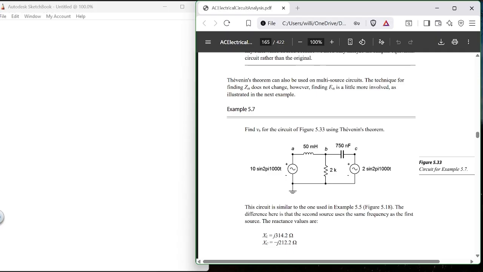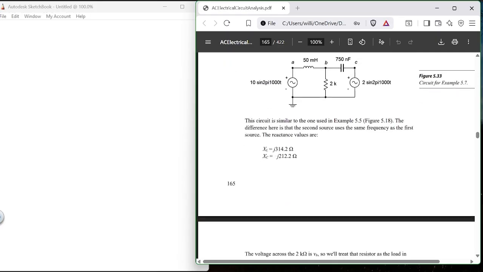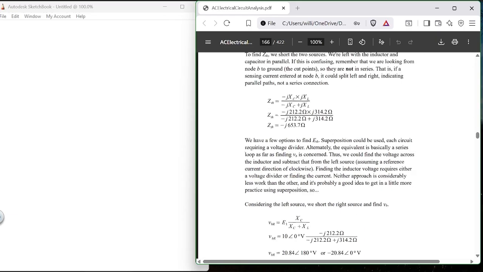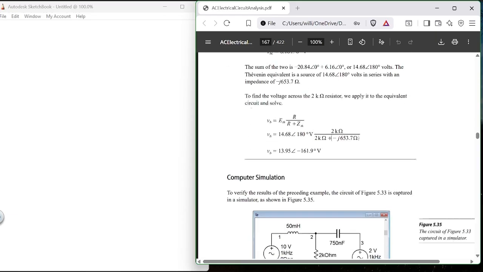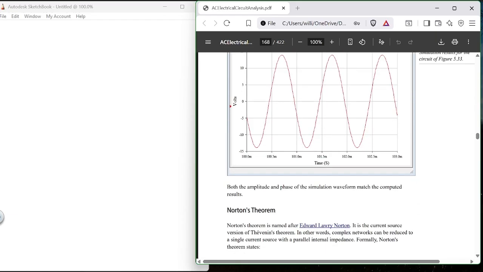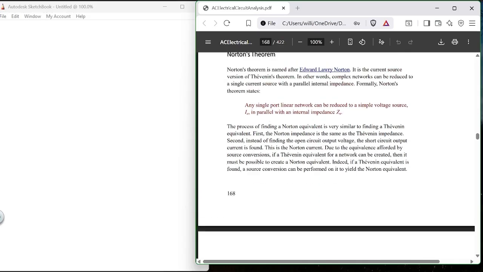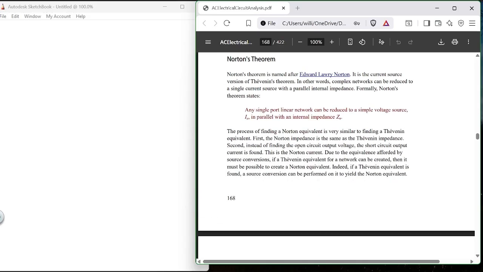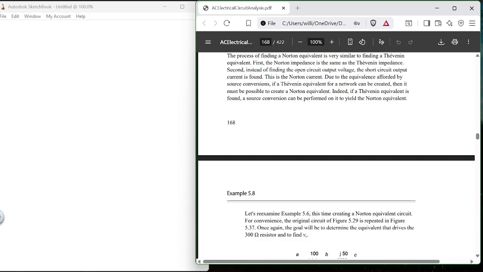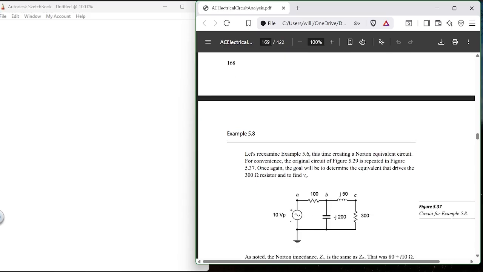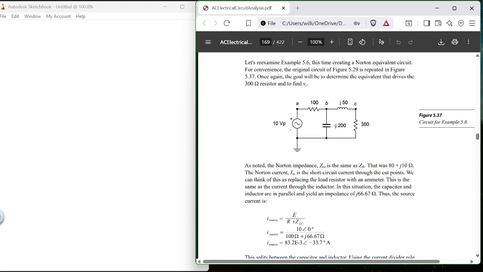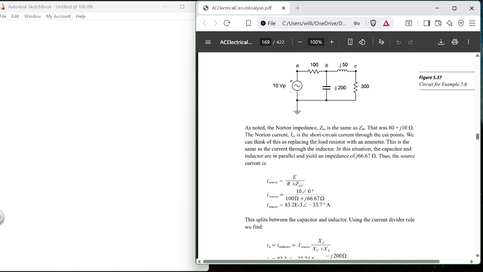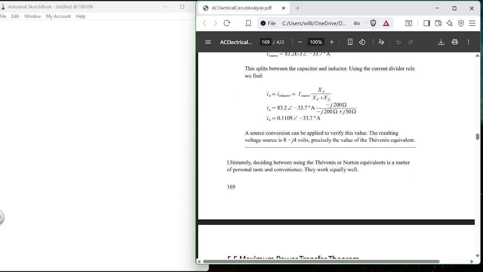That's superposition. So this will probably be the hardest part of a test because you're dealing with Z's instead of R's, and you're dealing with Thevenin and Norton, which you may or may not have learned.